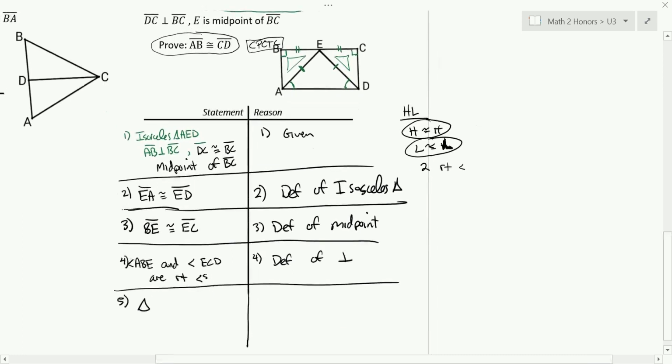You can look at your paper too if you need. Yep. And why? Good. And I just noticed I'm not putting the steps on yet, so let's do that real quick. So hypotenuse leg is shown in steps 2, 3, and 4. And 2, 3, and 4 rely on step 1.